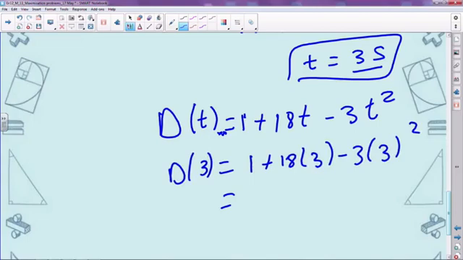You can double check that on your calculator, but you're going to get an answer of 28 meters. So therefore, the maximum height that this ball reaches in the air is going to be 28 meters.